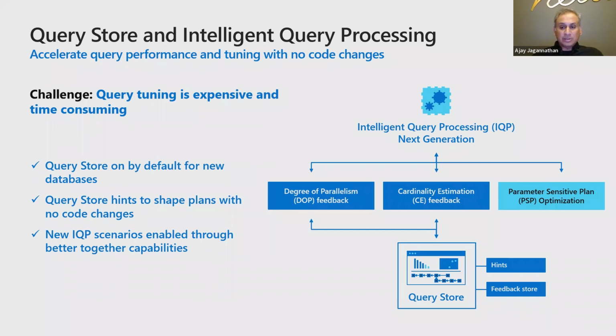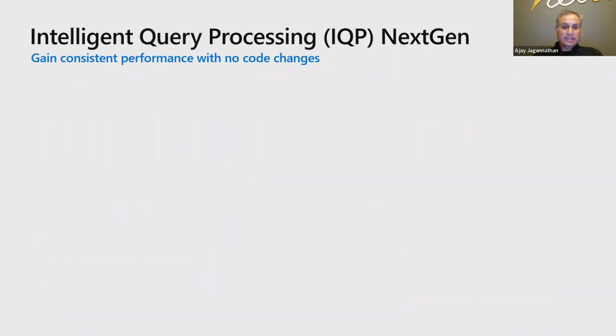And all of these work very well either with Query Store or the new database compatibility level, or in some cases are on by default. So hopefully you don't have to turn on multiple trace flags or remember various switches, or do expensive tuning to make this work, but it'll be getting better and better as we progress. So let's look a little bit deeper into intelligent query processing next generation.